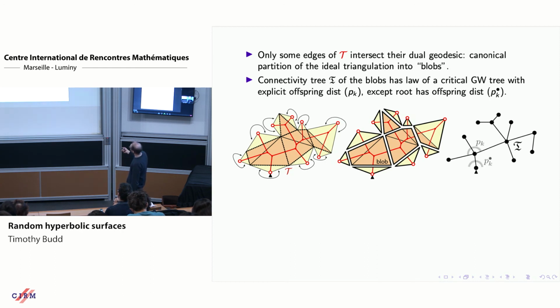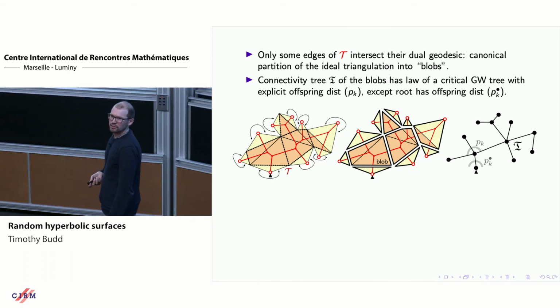So this really has the law of a Galton-Watson tree with an explicit offspring distribution, except that the root has a slightly different distribution, which is exactly the distribution necessary to make this random tree rerouting invariant, which you usually do not have for Galton-Watson trees.